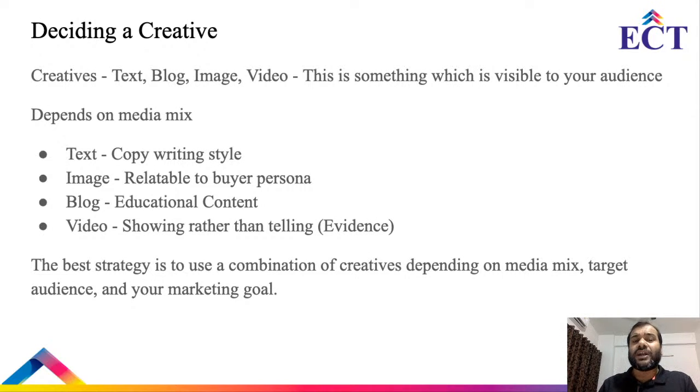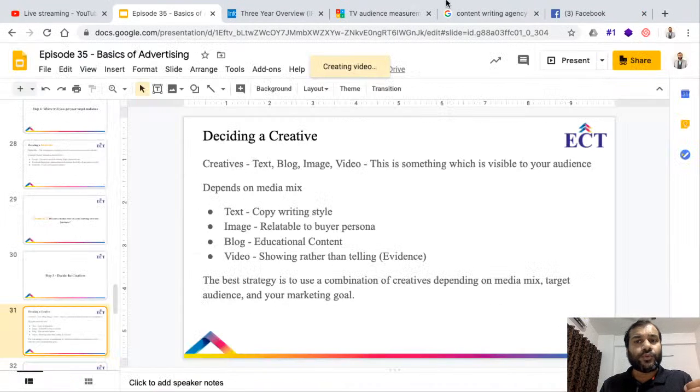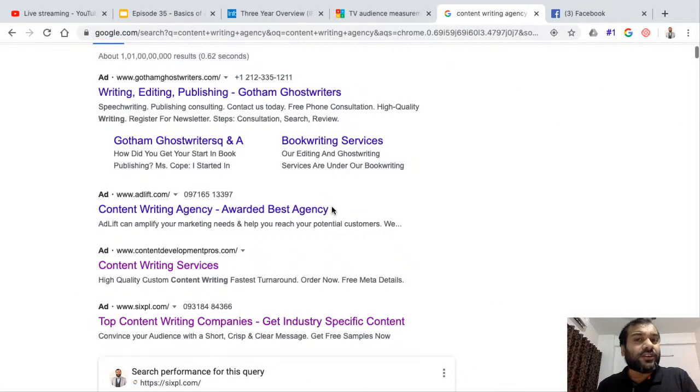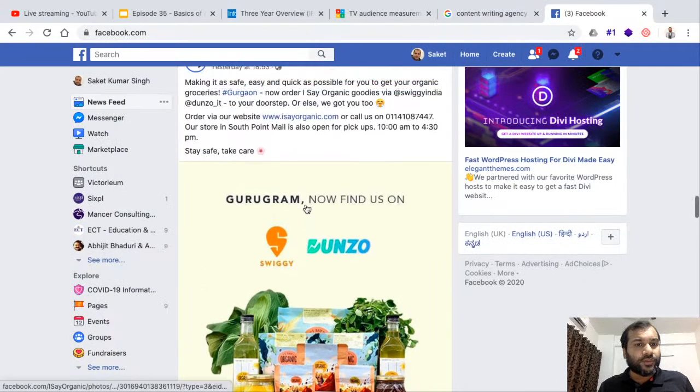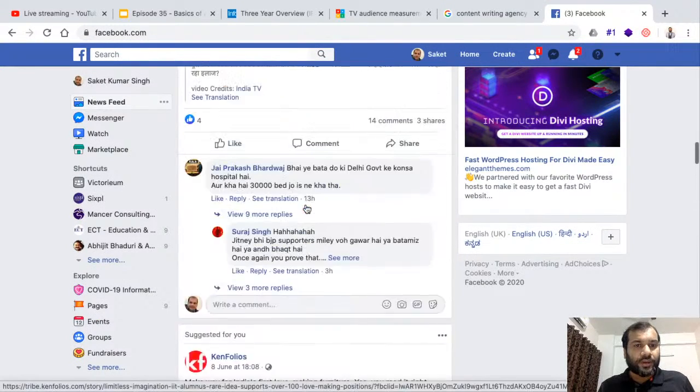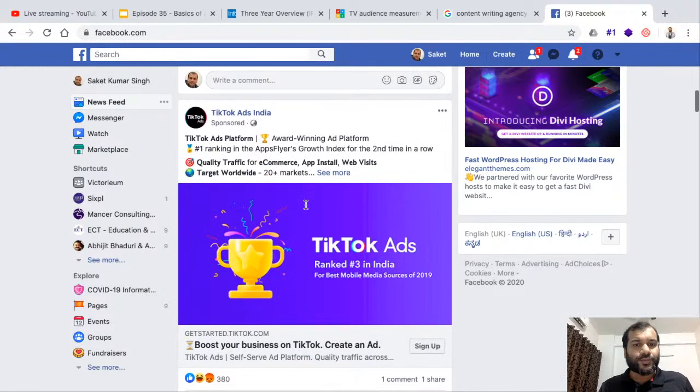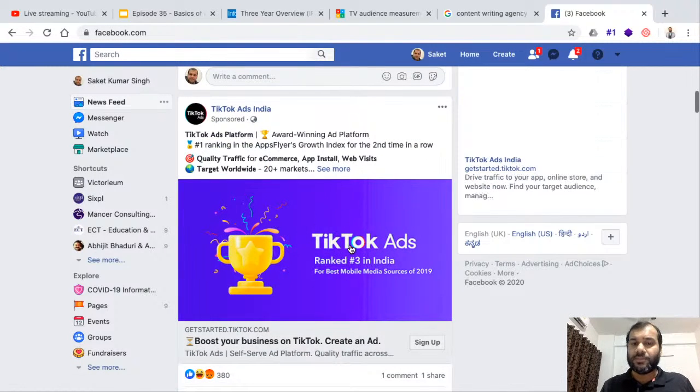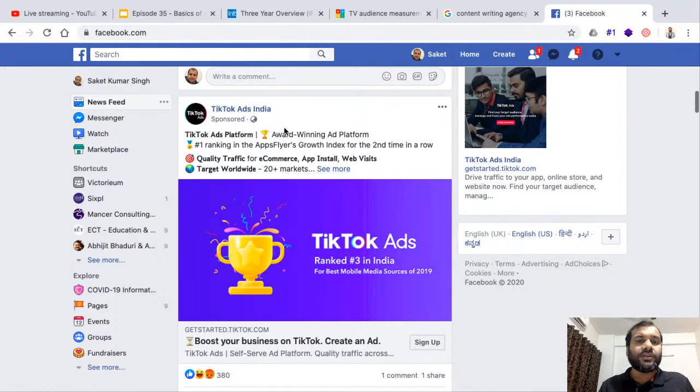And the best strategy is to use a combination of creatives depending on media mix, target audience, and your marketing goal. For instance, if you use Google Ads, search ads, Google has various types of ads: search ads, display ads, video ads, etc. Here only text will appear, right? In case you decide to go for Facebook, you will see that it has both. So for example, this is a TikTok ad. This is an image creative as well as the text, a combination of both.